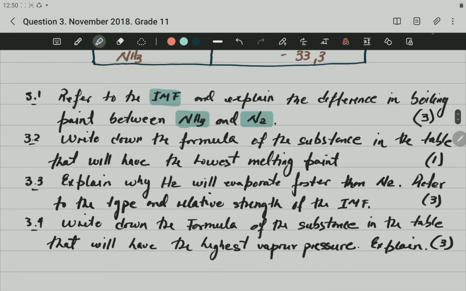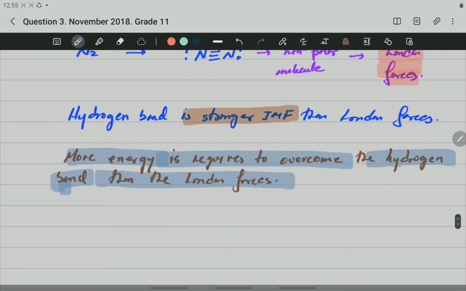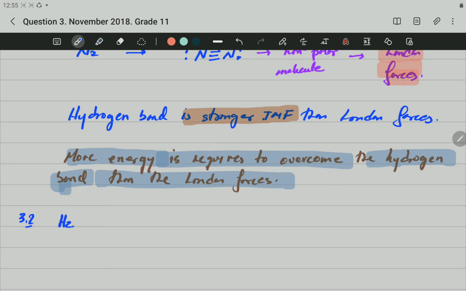Question 3.2 says write down the formula of the substance in the table that will have the lowest melting point. Now the lowest melting point will also be the lowest boiling point, so this one is quite easy. We can see that the lowest boiling point is hydrogen. So that is the answer for 3.2. They say the formula, so the formula is H2. Let's go to question 3.3.